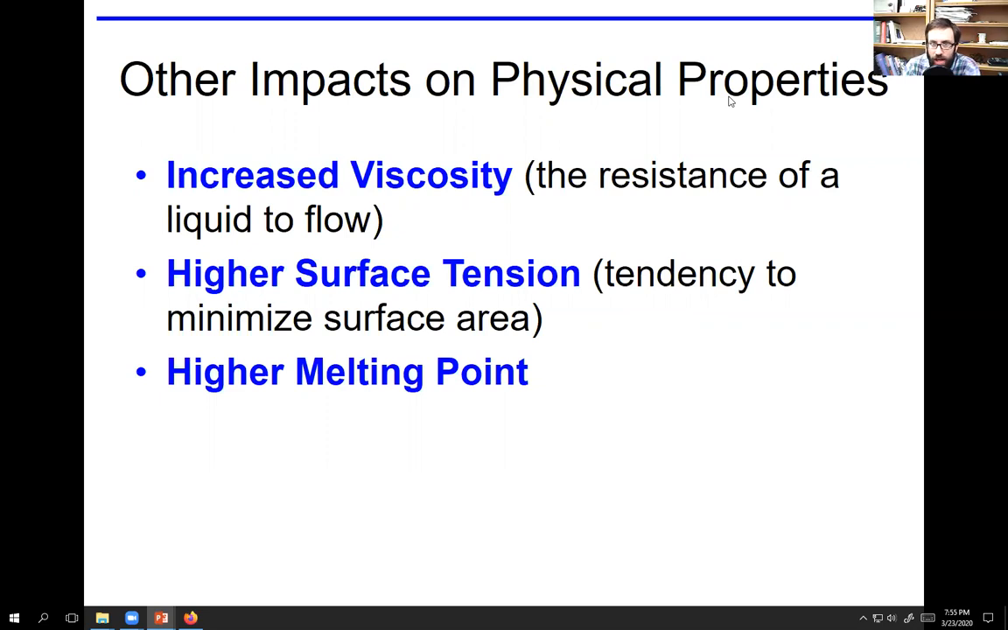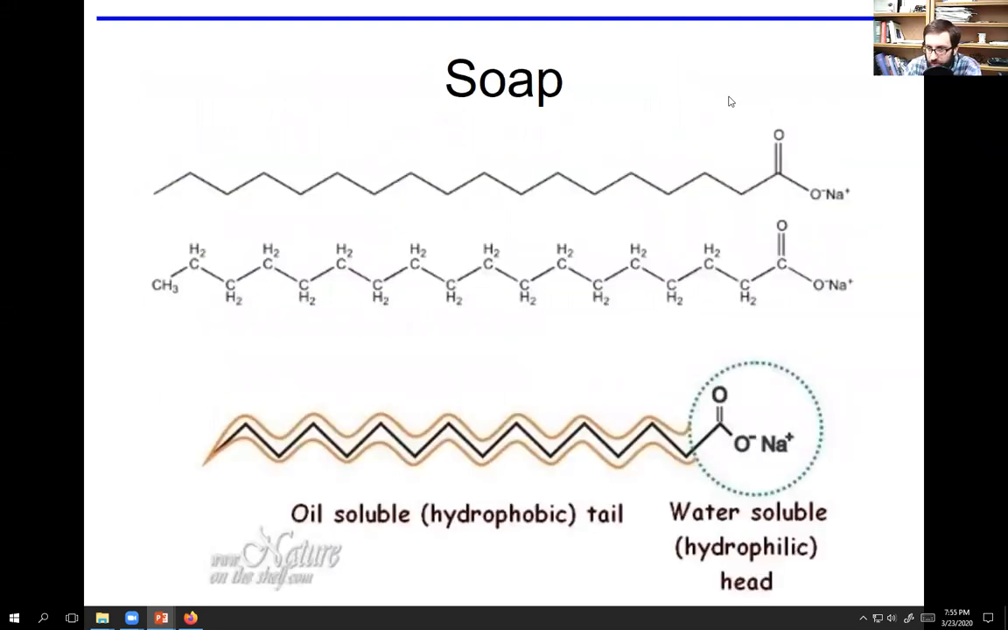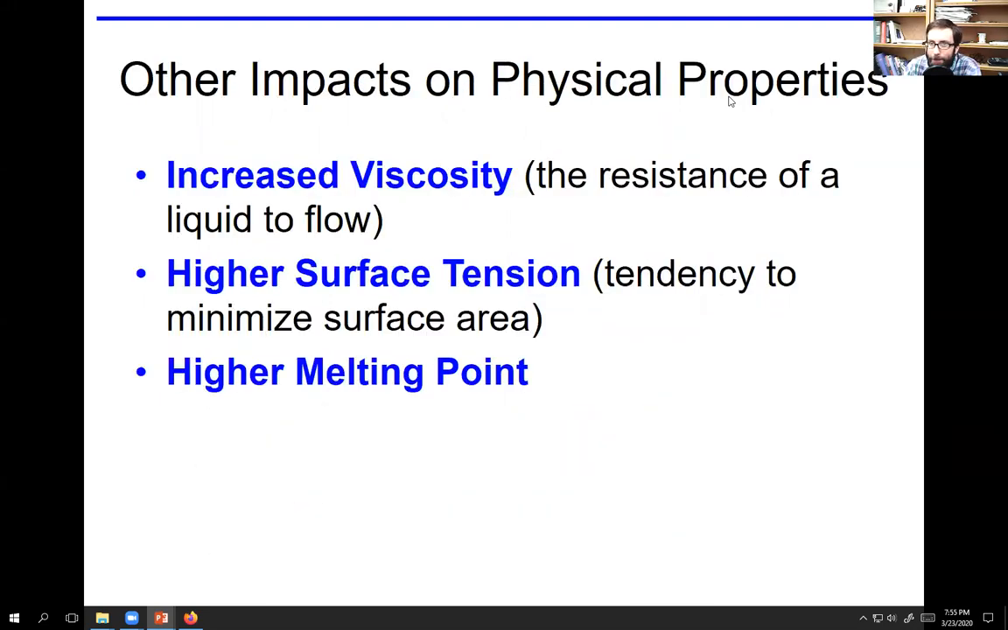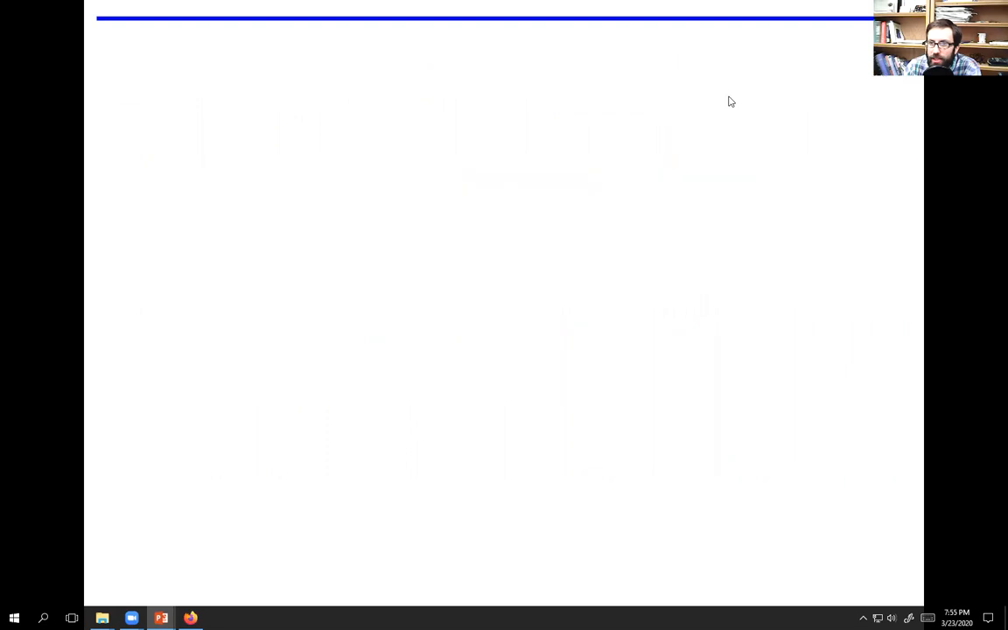Surface tension also will be affected by this, and melting point follows, in general, a similar trend to boiling point. And so that's all we need to talk about, I think, on this.